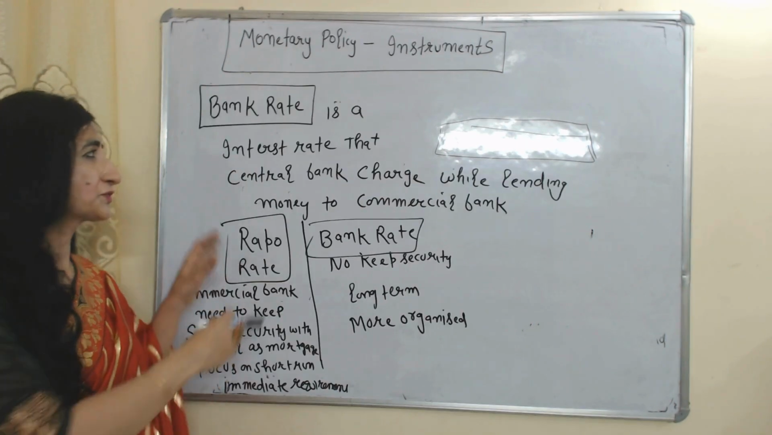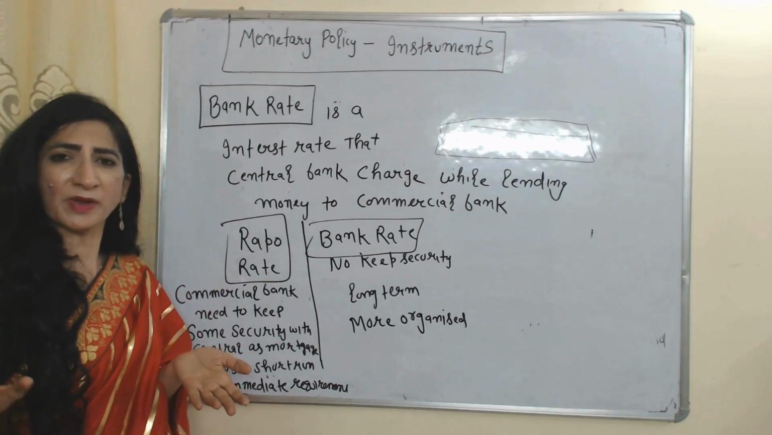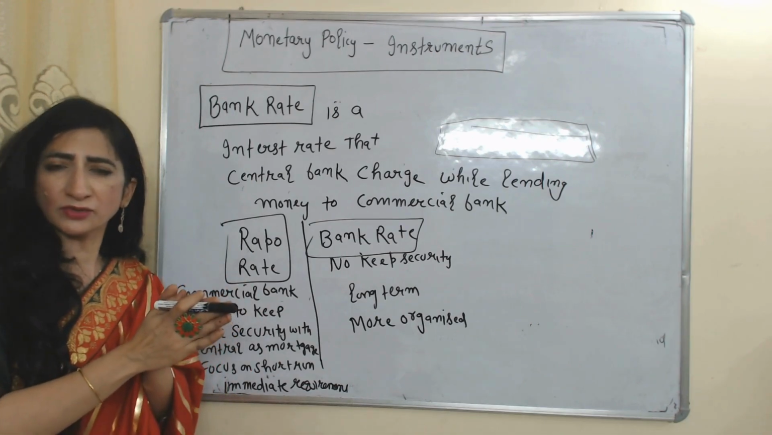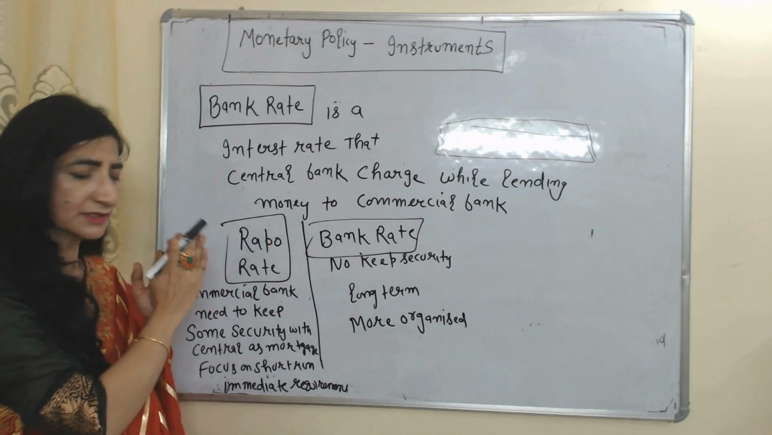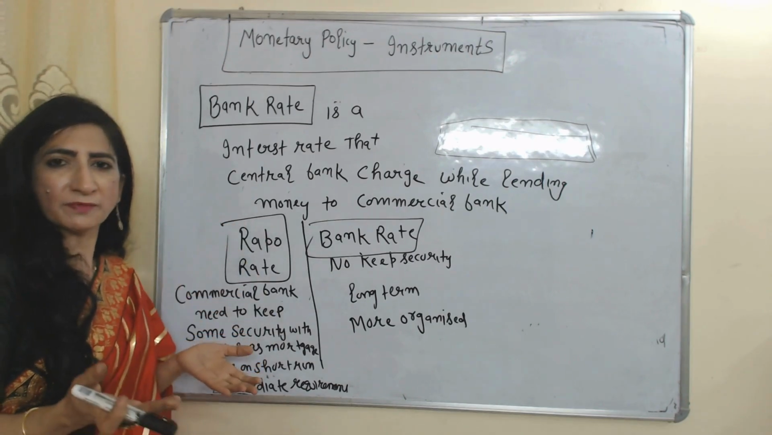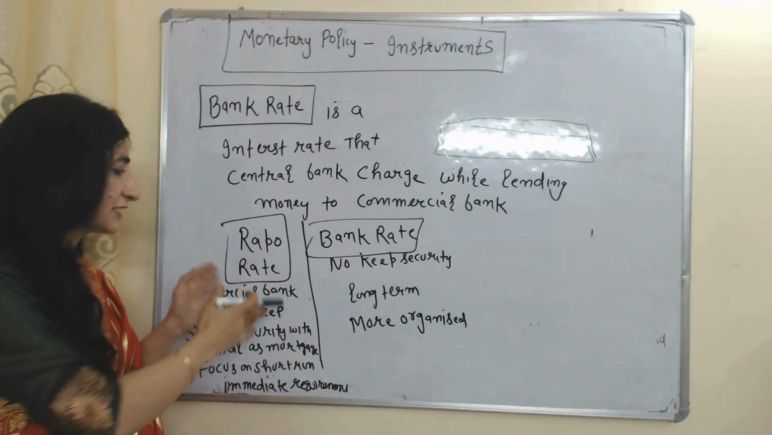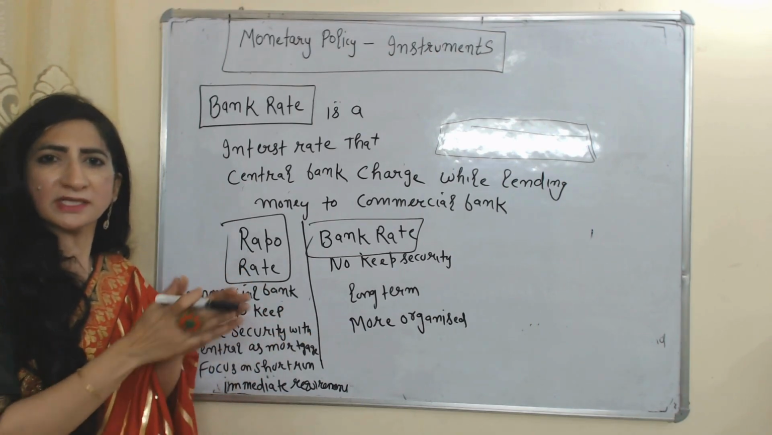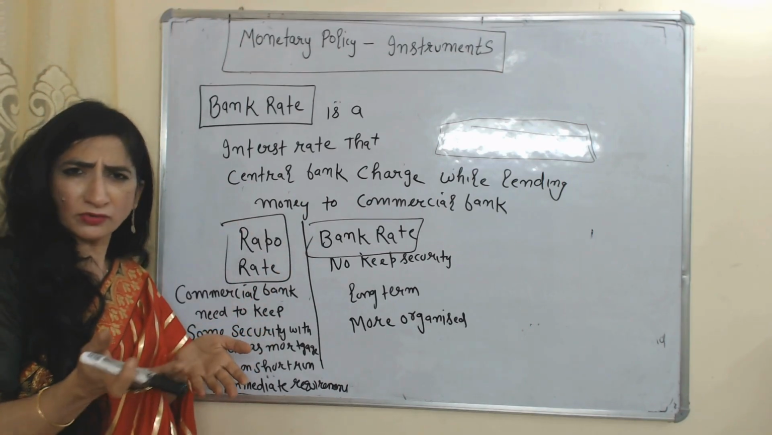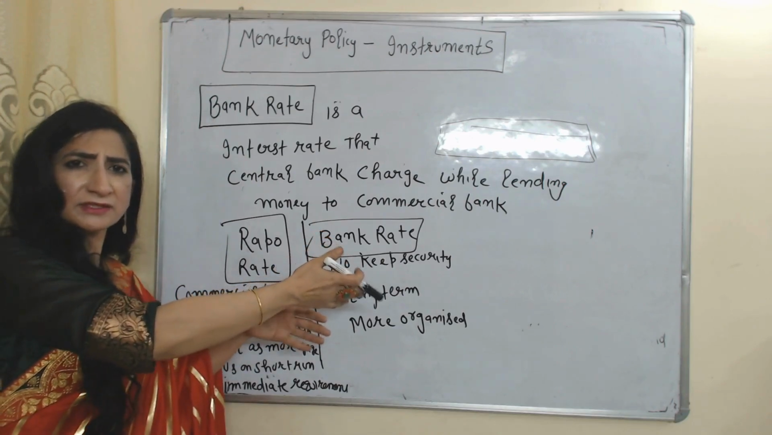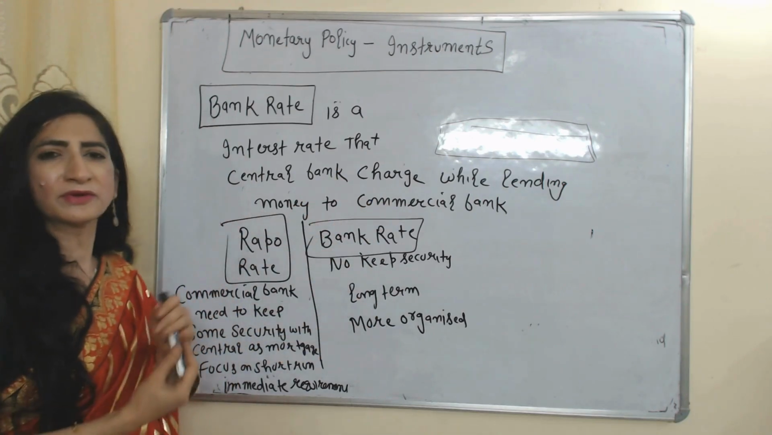The next quantitative instrument is the bank rate. Bank rate is also an interest rate that the central bank charges while lending money to commercial banks. The main difference between repo rate and bank rate is that in the case of repo rate, commercial banks need to keep some security with the central bank as a mortgage, and repo rate deals with short term and immediate requirements. On the other hand, in the case of bank rate, commercial banks need not keep any security and it deals with long term requirements, and bank rate is more organized as compared to repo rate.